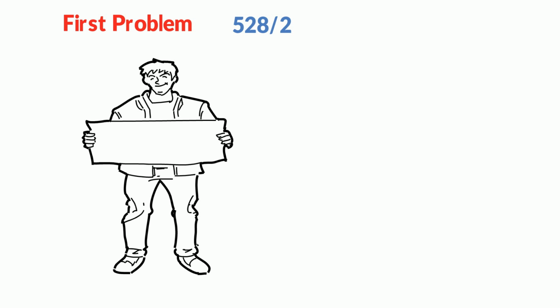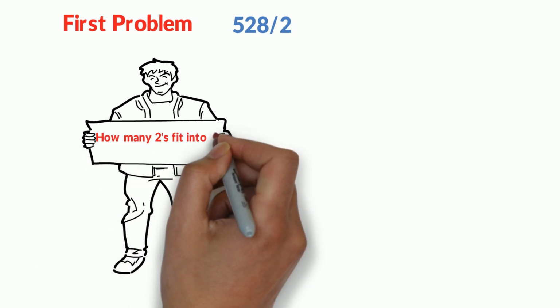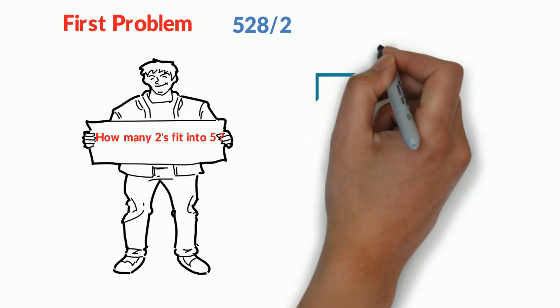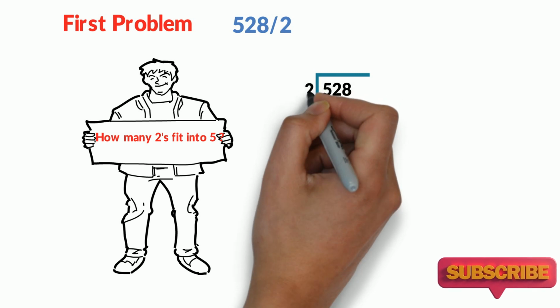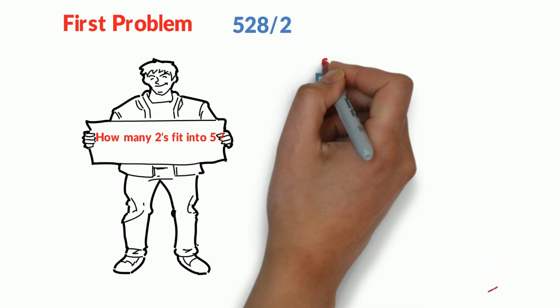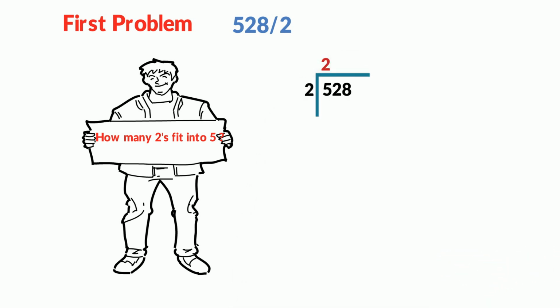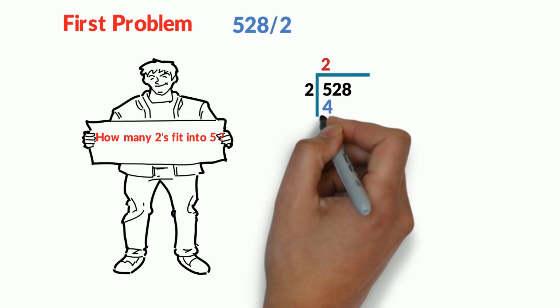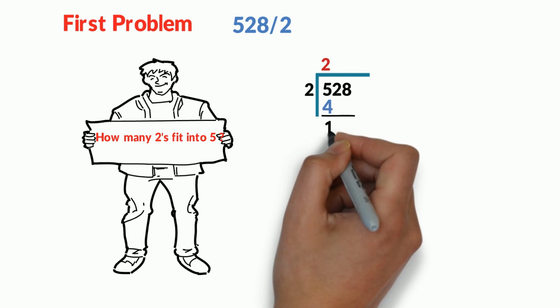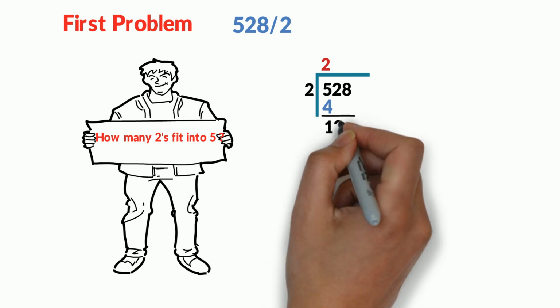To solve this first problem, we start by asking, how many 2's does it take to make 5 or almost 5? Or you can think of it as, how many 2's will fit into 5? And it's easy to see that the answer is 2. So we put a 2 as the first digit of our answer. Then we multiply 2 times 2, which is 4, and we subtract that 4 from the 5, which leaves us a remainder of 1.